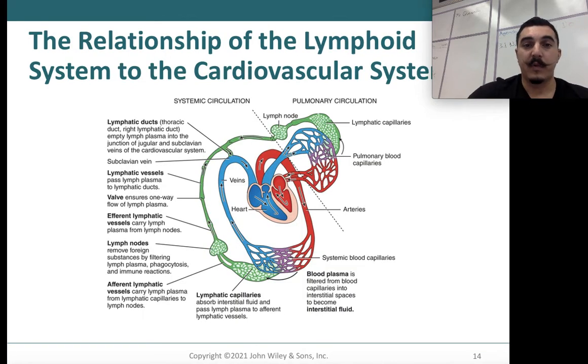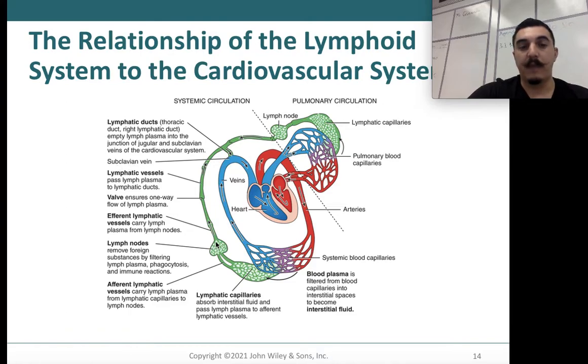Okay. So here's a little bit of an image of the relationship between the lymphoid system and the cardiovascular system. We can start at the bottom. Our blood plasma is filtered through those capillaries, right? So we're talking about that filtering into the interstitial fluid around there. Those lymphatic capillaries will absorb that fluid and pass the lymph plasma to the afferent lymphatic vessels that are going through. Then we have our lymph nodes that are going to remove those foreign substances and clean out the lymph plasma, with phagocytosis and immune reactions.